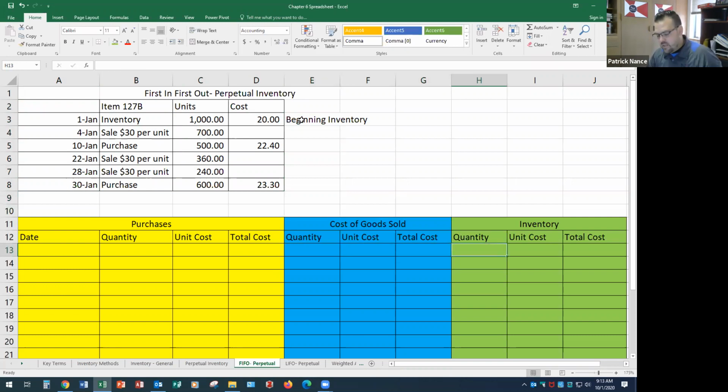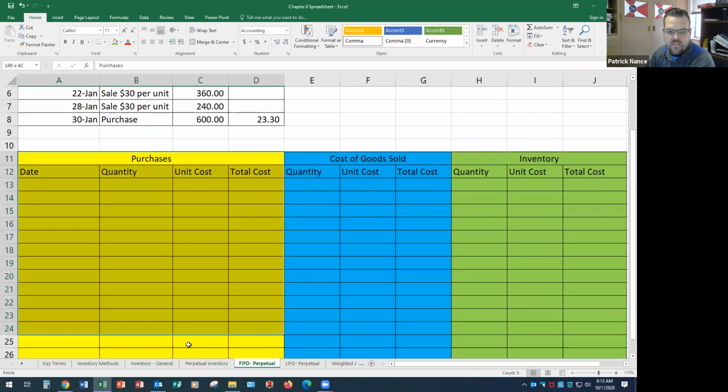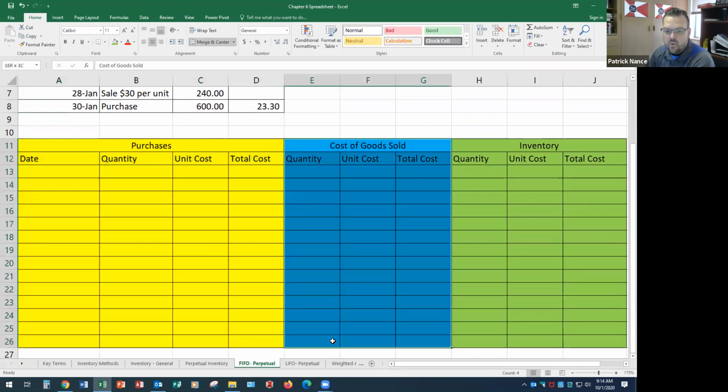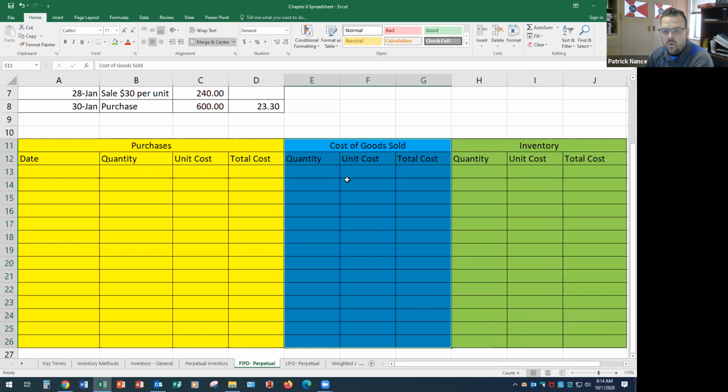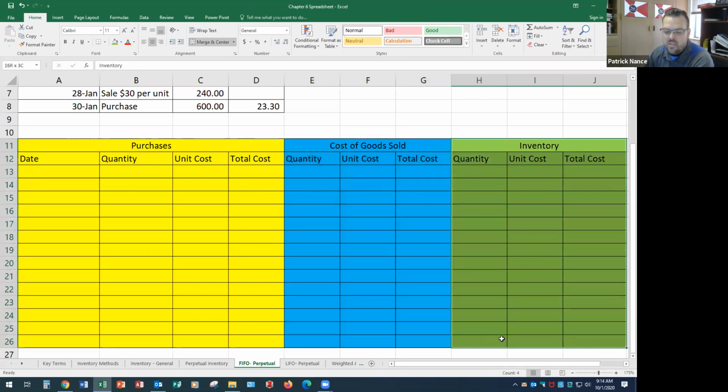Real quick, let me explain this spreadsheet. So I have 3 major areas of the spreadsheet. I have purchases, so this would be stuff that I'm buying. Cost of goods sold. This is to record how much I bought the inventory for, and how much I am recording as an expense for my cost of goods sold. Remember our journal entry, we record our inventory and our cost of goods sold. And then the inventory column is a running total of how much I have in inventory at any given time.